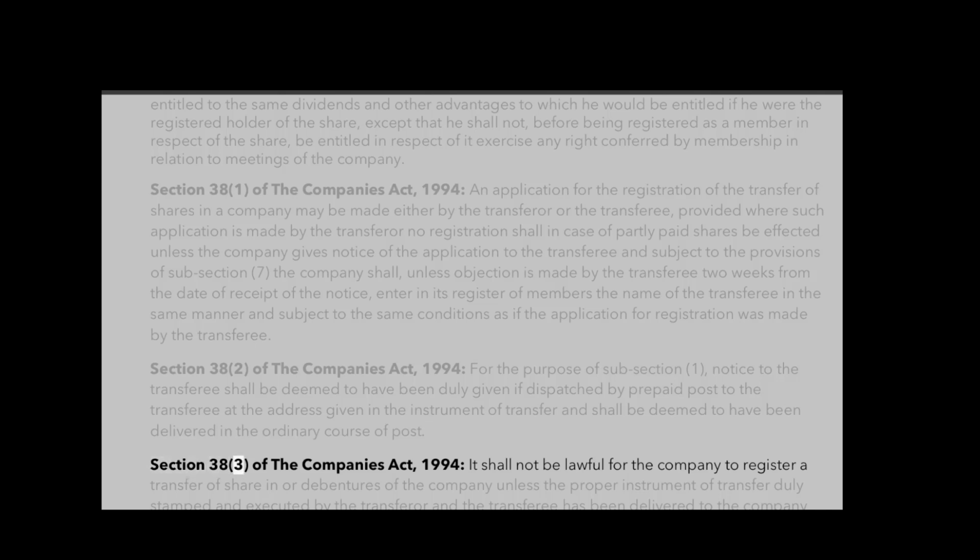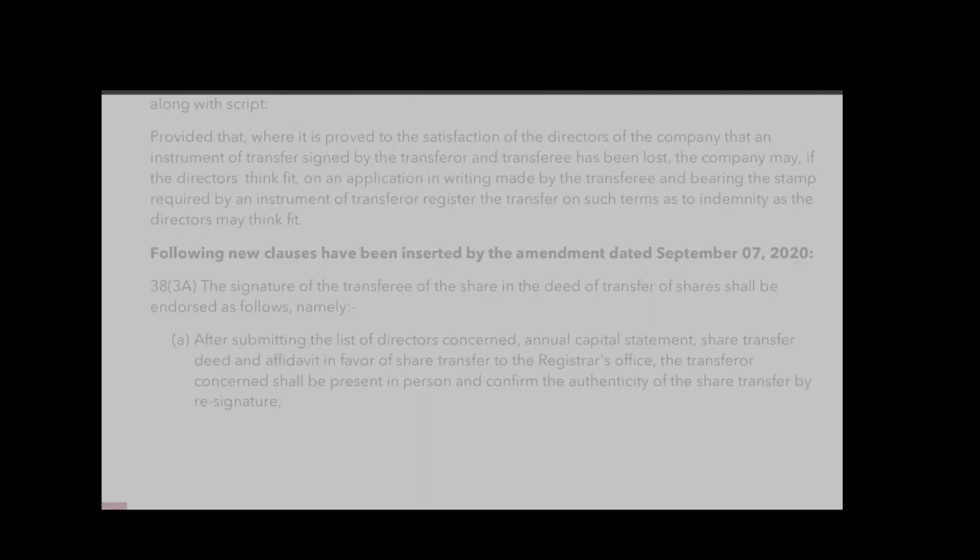Section 38(3) of the Companies Act, 1994. It shall not be lawful for the company to register a transfer of shares in or debentures of the company unless the proper instrument of transfer, duly stamped and executed by the transferor and the transferee, has been delivered to the company along with the scrip. Provided that, where it is proved to the satisfaction of the directors of the company that an instrument of transfer signed by the transferor and transferee has been lost, the company may, if the directors think fit, on an application in writing made by the transferee and bearing the stamp required by an instrument of transfer, register the transfer on such terms as to indemnity as the directors may think fit.